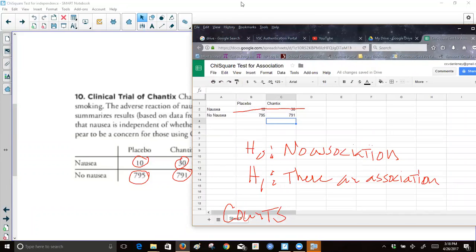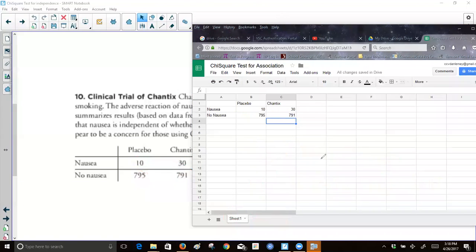So what I did is I opened up the spreadsheet with the numbers. Let me get rid of that ink. How do I do this? I'm going to clear all drawing. There we go. So then I put the numbers in here, and these are the observed, so I'm going to write O for that. Now I'm going to calculate the expected.